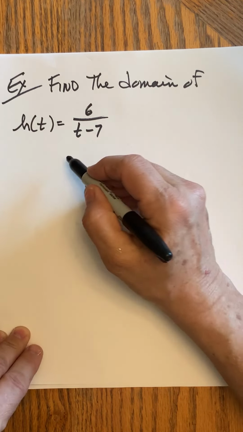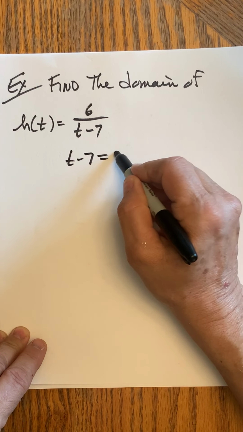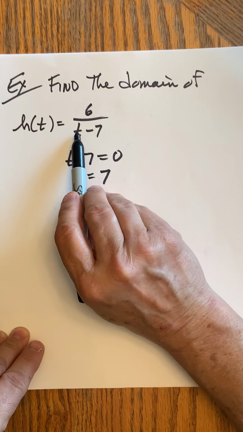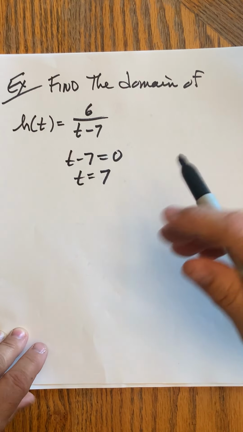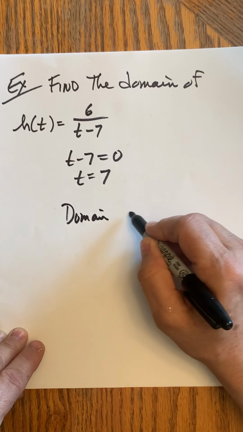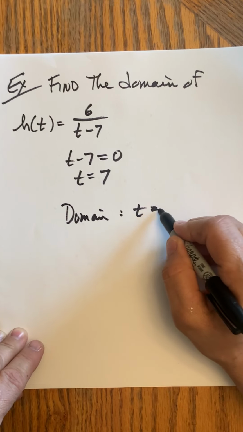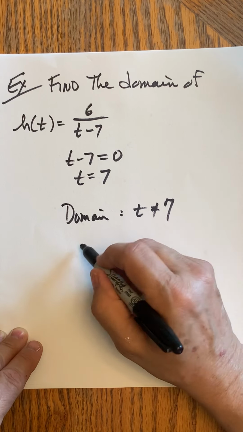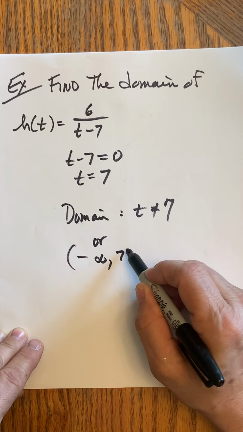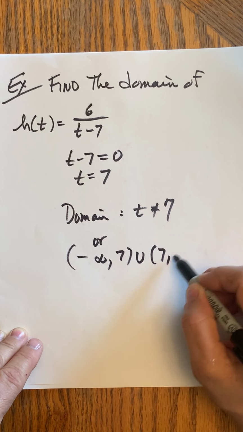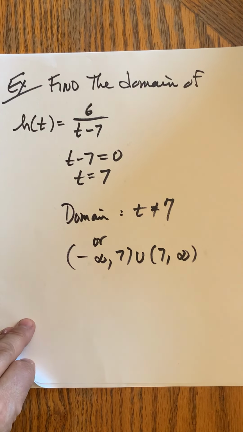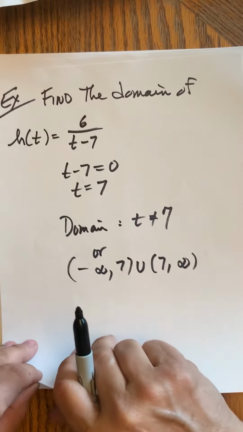I exclude it. So I set t minus 7 equal to 0, and then I solve, and what would make that 0 is if t were 7. If I put 7 in here, 7 minus 7 is 0, and oops, can't do that. So the domain is t cannot be 7. Or you could write it negative infinity to 7 union 7 to infinity, right? So you're taking 7 out. So you're excluding 7. So you're saying everything else is good except 7.